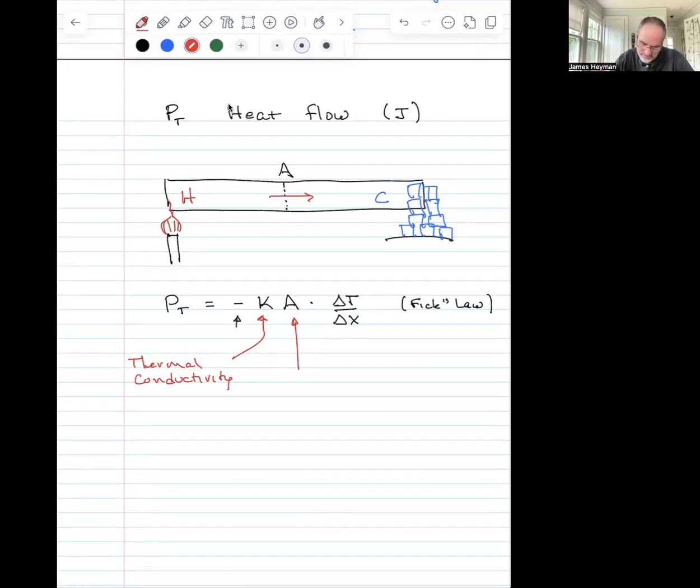A is the cross-sectional area of our bar. And then delta T over delta X is the rate of change of temperature. That is, it tells us how fast the temperature is changing. So, for example, if the temperature changes by 1 degree over 1 meter, then of course delta T over delta X would be 1 degree per meter. Okay? All right.